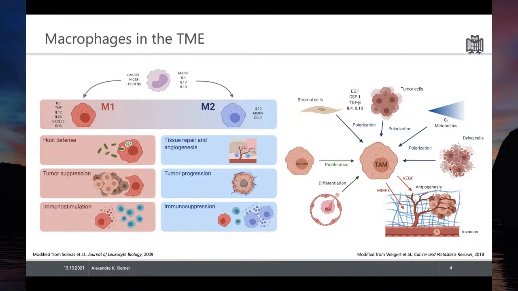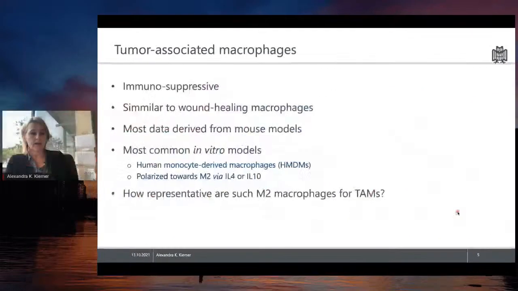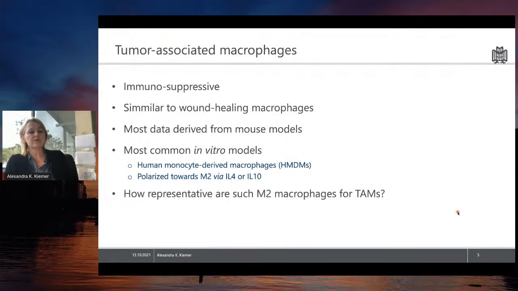All these different aspects play together in shaping this tumor-associated macrophage phenotype, which can then support metastasis, the invasion of tumor cells from the primary tumor to distant sites, and promote angiogenesis, the oxygen and nutrient supply of the tumor. So typically tumor-associated macrophages are suggested to be immunosuppressive, to be similar to wound-healing macrophages, similar to this M2 phenotype.